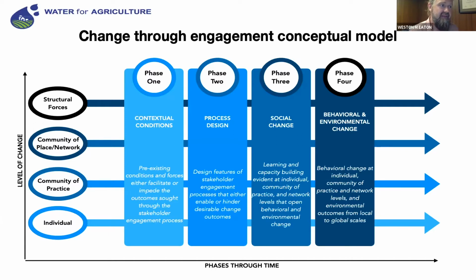The fourth phase is environmental and behavioral change. Okay, so people have learned and they change the way they think and talk about this. Do we see any actions? Does an individual adopt a new practice? Are there new resources being built?